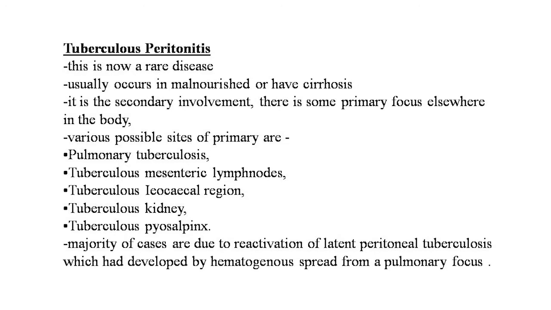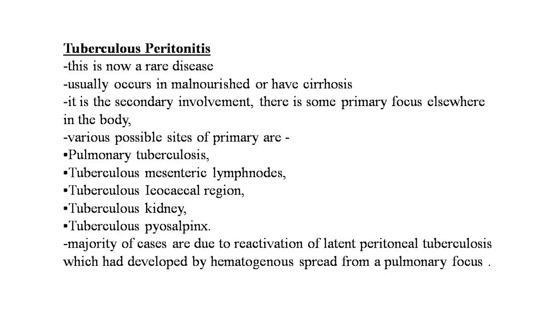Next point is tuberculous peritonitis. The incidence of tuberculous peritonitis has declined over the past several decades. This is now a rare disease. It usually occurs in patients who are malnourished or have cirrhosis. It is the secondary involvement. There is some primary focus elsewhere in the body.